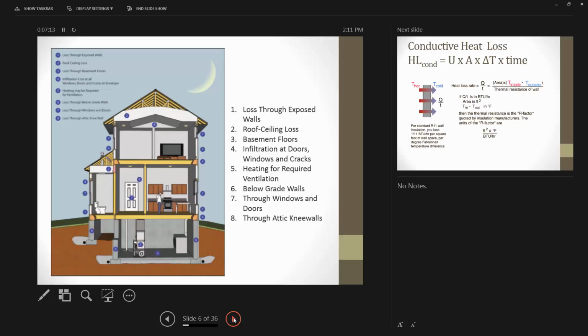For what we're going to do in simple heat loss calculations, basement walls, below grade walls can be a little tricky to get completely accurate when it comes to modeling the heat loss, but we're going to keep it pretty simple.